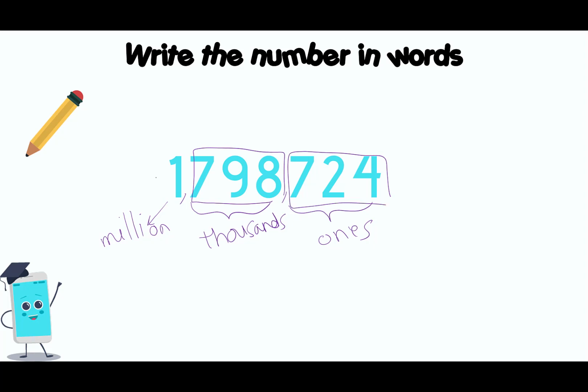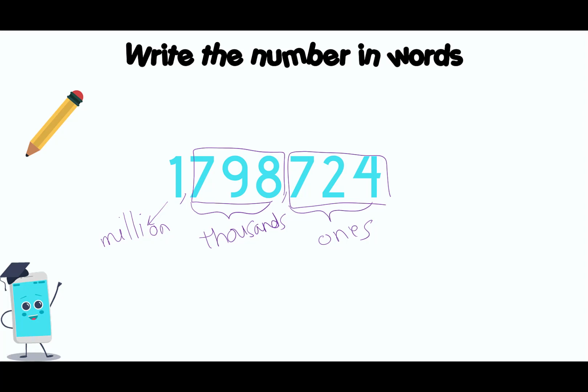1 million, the 798,724. So once you understand the concept of separating groups of 3, and that when you get to your separator, the first group after your ones is 1,000, and the group after that is your millions.